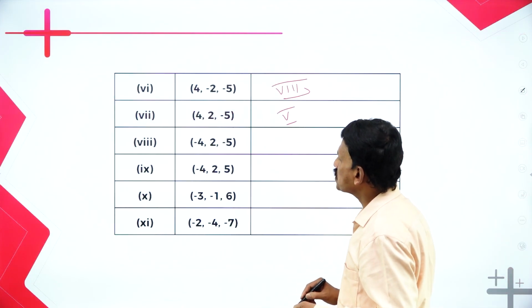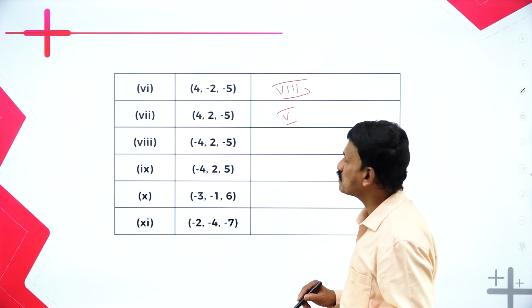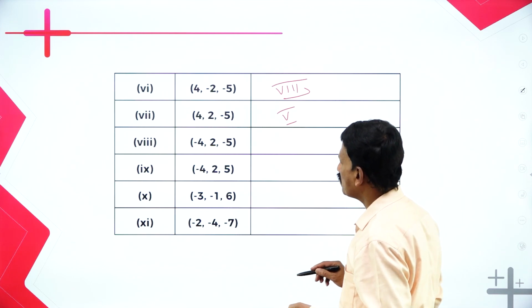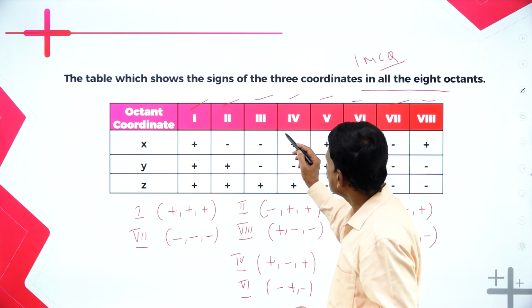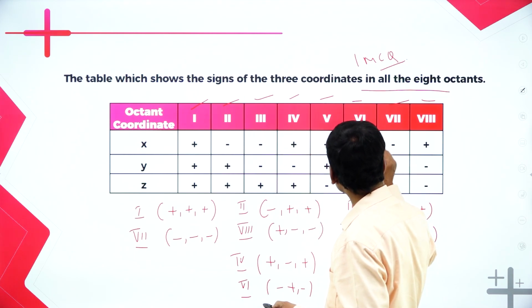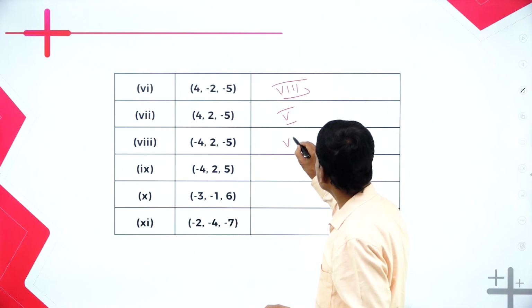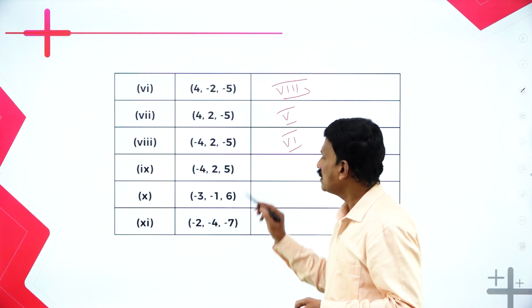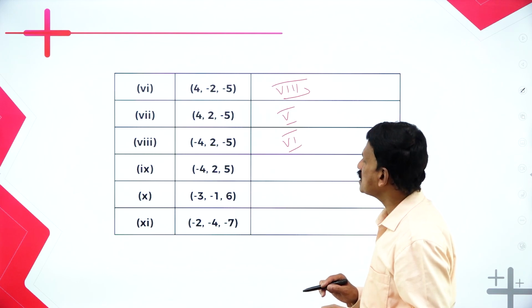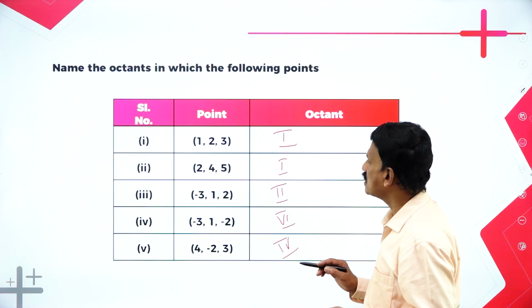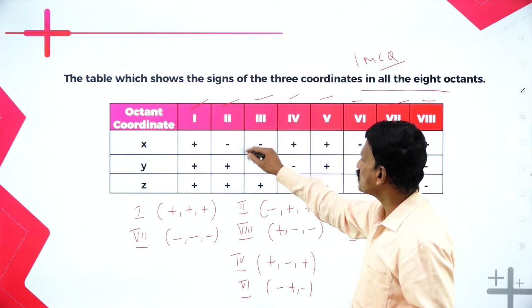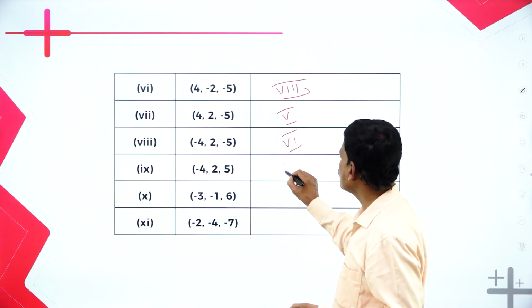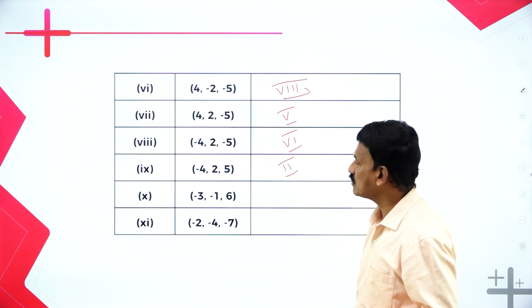Again negative, positive and negative. X is negative, y is positive, z is negative. Minus, plus and minus is again in the sixth octant. Again x is negative, y is positive, z is positive. Minus, plus and plus. X is negative, y is positive, z is positive, means it is in the second octant.